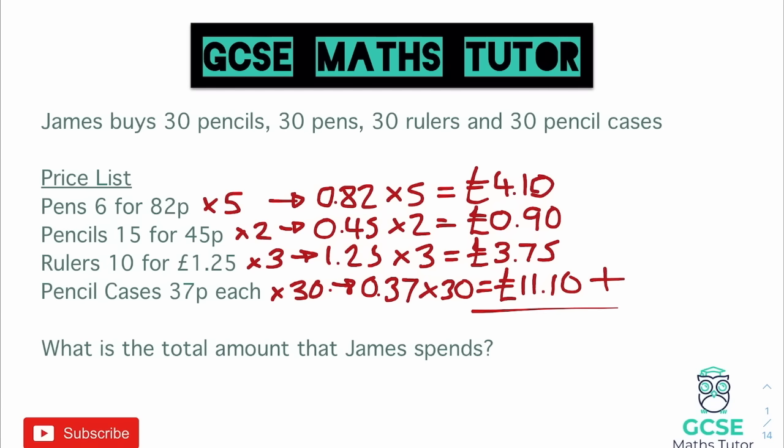Again, we're doing this on the calculator, so add £3.75, add 0.9, add 4.1, and that gives us a total cost there of £19.85.